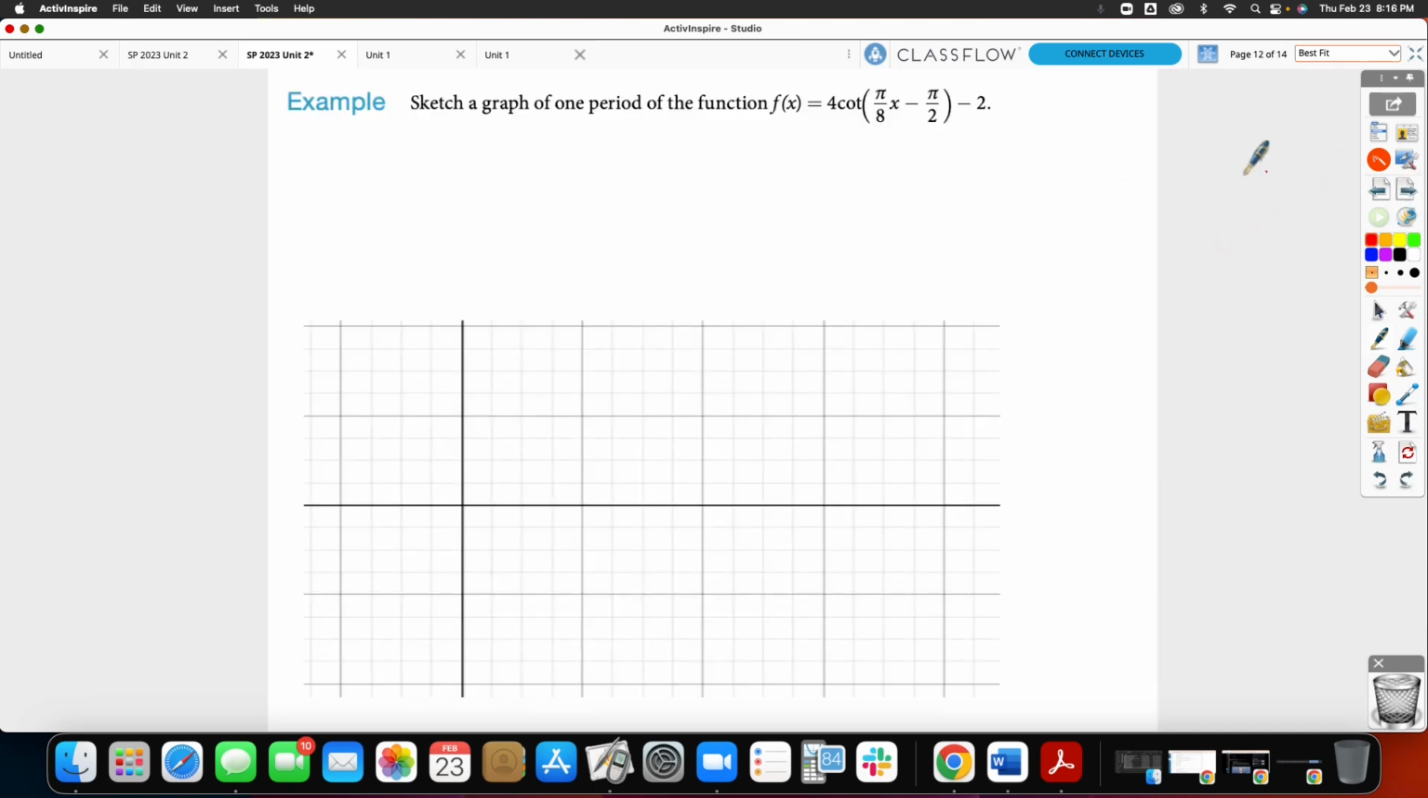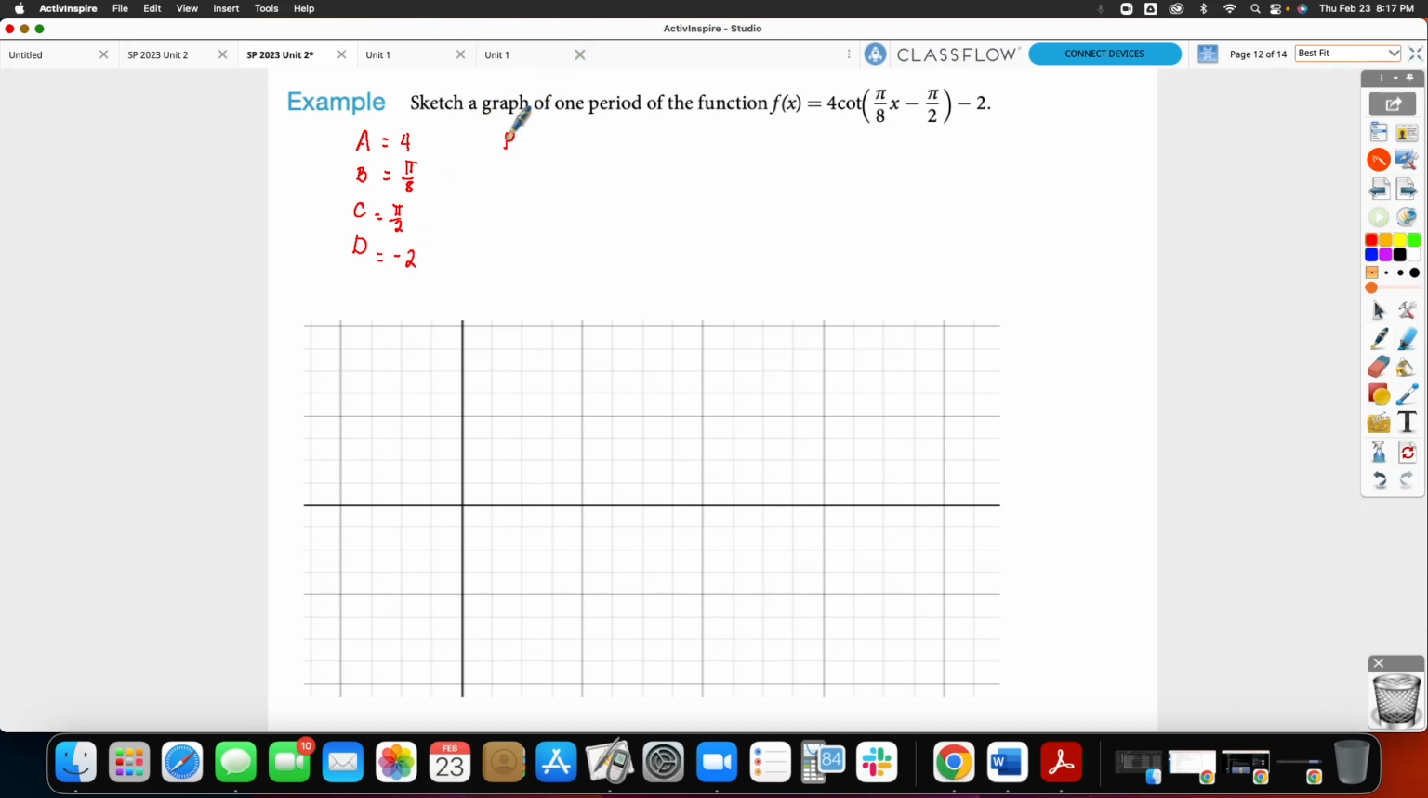So let's take a look at this one. Sketch the graph of one period of the function f of x equals 4 cotangent of pi over 8 x minus pi over 2, minus 2. Let us identify our A, B, C, and D, just like we did before. Our A is equal to 4, our B is equal to pi over 8, C is pi over 2, and D is negative 2.